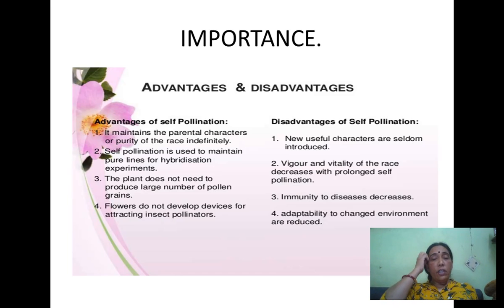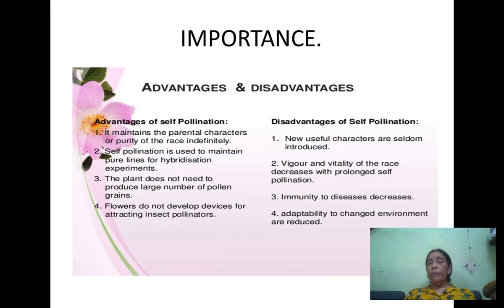Advantages include, as it is self-pollination, that means the crossing of both the gametes of the same flower, purity is maintained. That is, it maintains the parental characters or purity of the race indefinitely. Then, self-pollination is used to maintain pure lines for hybridization experiments. The plants do not need to produce a large number of pollen grains, and flowers do not develop devices for attracting insect pollinators. These are the advantages.